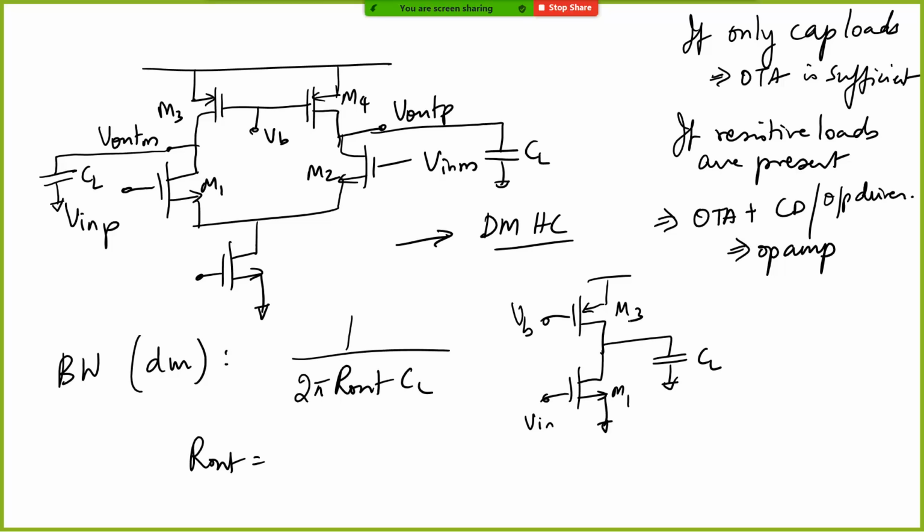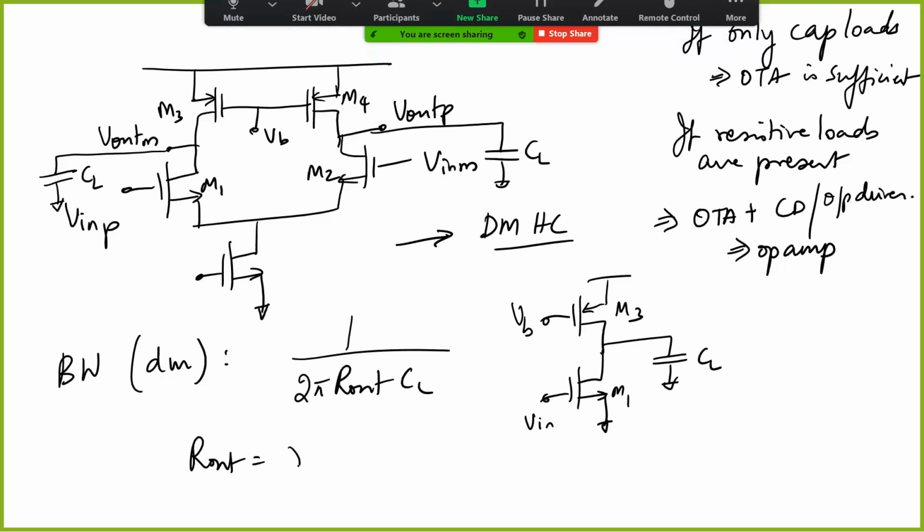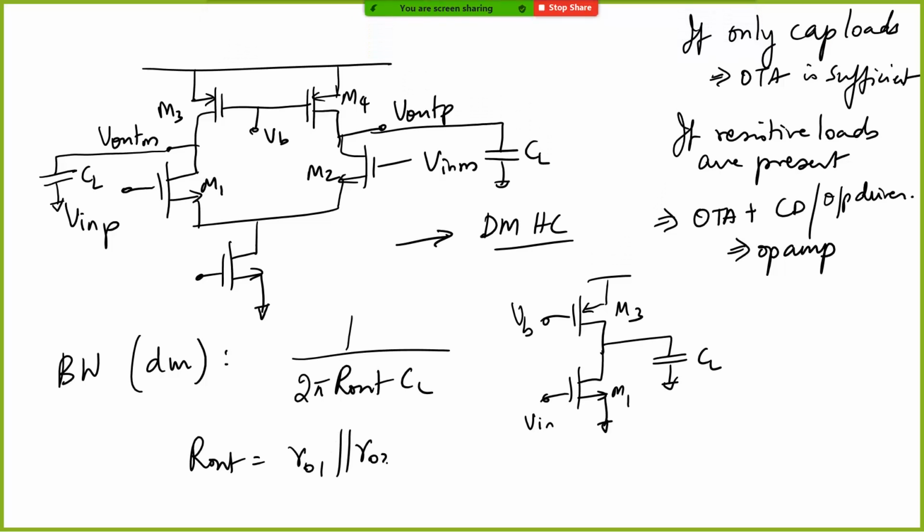Can maybe unmute and answer. R01 parallel to R03. Exactly, R01 parallel to R03. Correct. This is your R01. So all the analysis that we did in the previous module, they basically directly appear here.